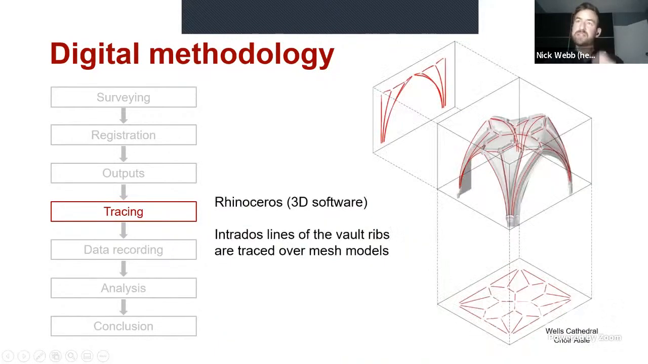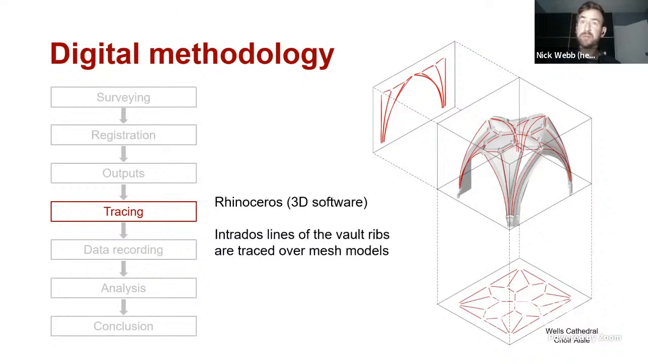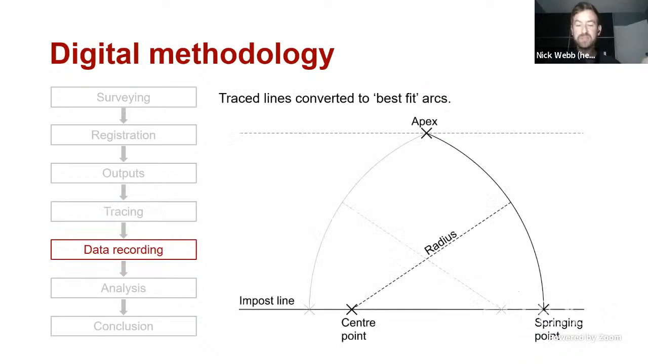Okay, so we trace along all of these intrados lines. We do it either manually or by taking automatic section cuts. We do this in Rhino 3D, a piece of 3D modeling software, which I imagine many of you use. And from that, we crucially have that 3D data of each traced line. We can also export wireframes from that, so we can see a plan view of the wireframe and a sectional view as well. So once we have that traced data, we also convert it to best fit arcs. I'll show more about that in the next slide. But this enables us again to see key pieces of geometry.